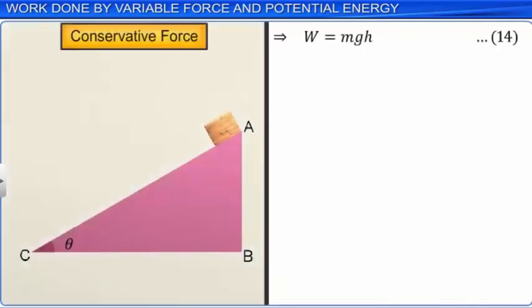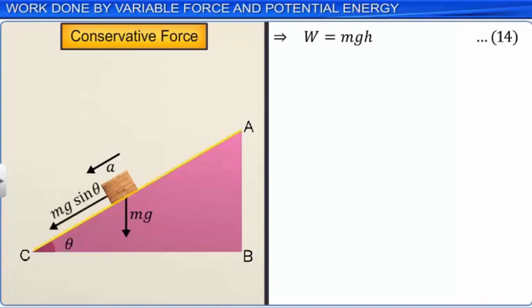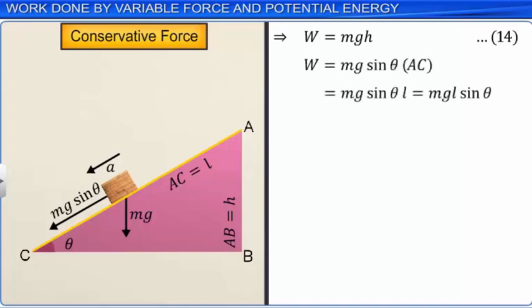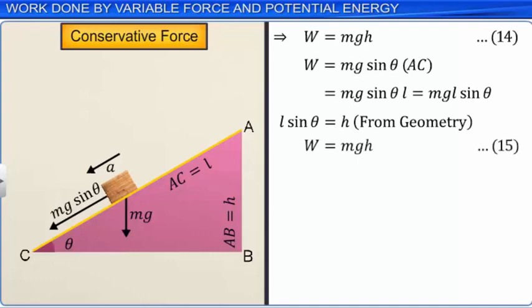When the same box slides down the smooth inclined plane at an inclination of theta with the horizontal, the force acting down along the incline is mg sin theta. The distance travelled by the box is L. And hence, the work done by gravity on it is denoted by the expression W = mg sin theta × L. On simplifying, we get work done as mgh, as shown in expression 15.